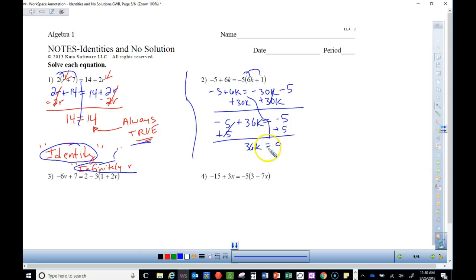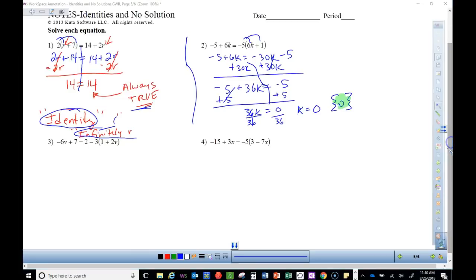That is okay. That's a number, okay? And I still have a k left. So we'll divide both sides by 36, and I'll get k equals 0. That is a solution, okay? So this is not a special case. We still had a variable k left in there. That is not a special case, and that's just like what we've been doing for a few days. So that answer is 0.